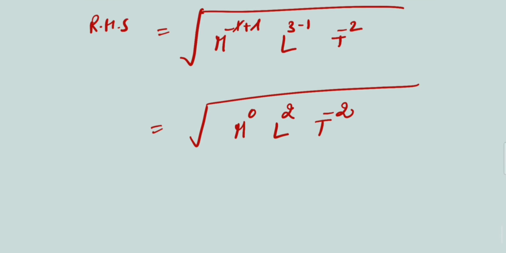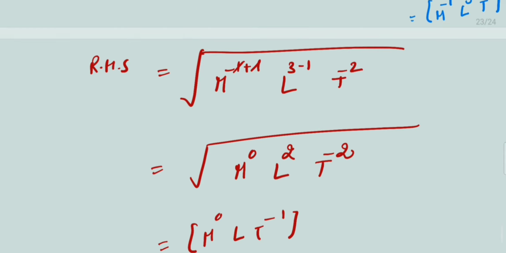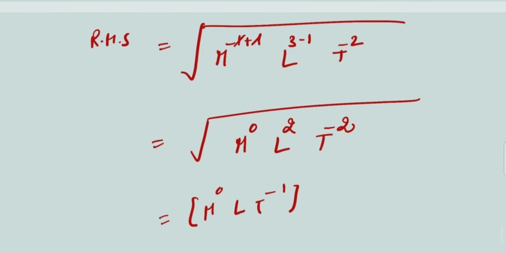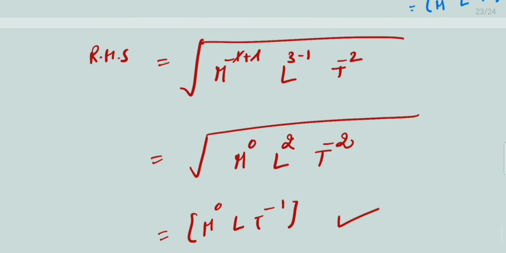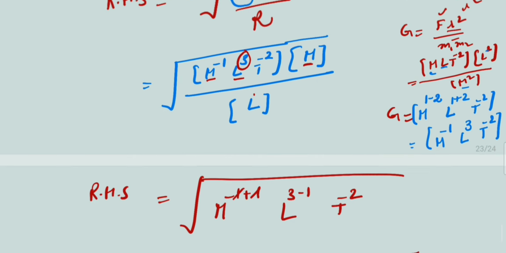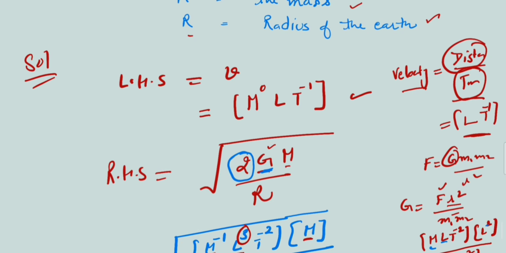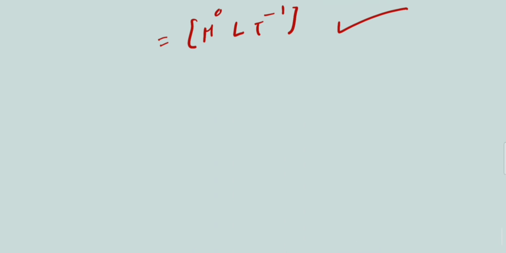So now if we take the square root of these, we will get M0 L T minus 1. So this is the dimensional formula for the right hand side. If we compare the dimensional formulas of the right hand side and the left hand side, both are the same, so it means the dimensional formula for the left hand side is equal to the right hand side. So this relation is correct.